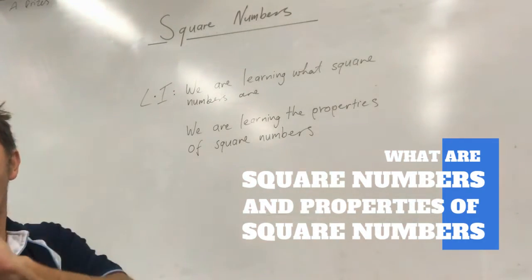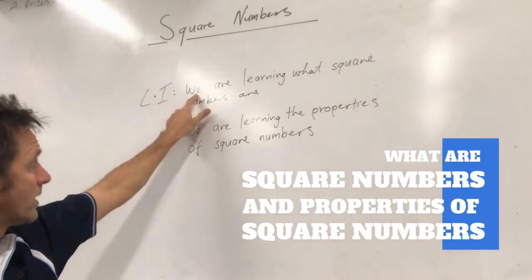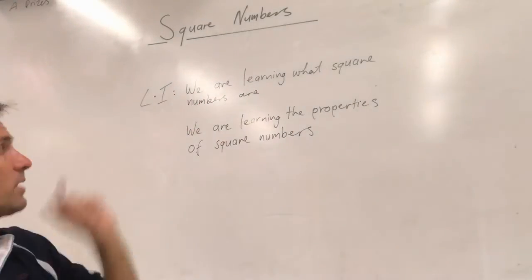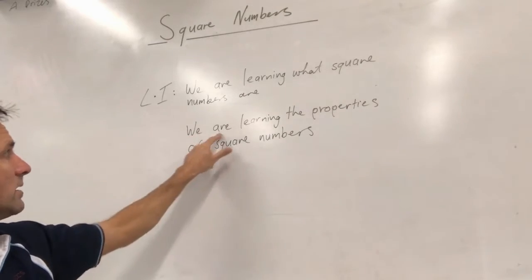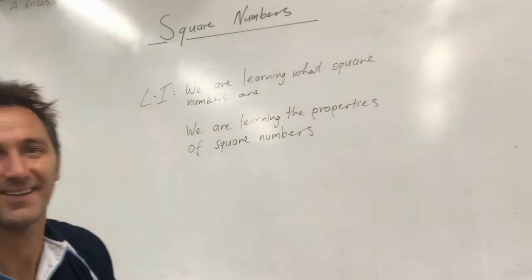Okay, you'll go. 1, 2, 3, go. Learning intentions. We are learning what square numbers are. Okay, 1, 2, 3, go. We are learning the properties of square numbers.